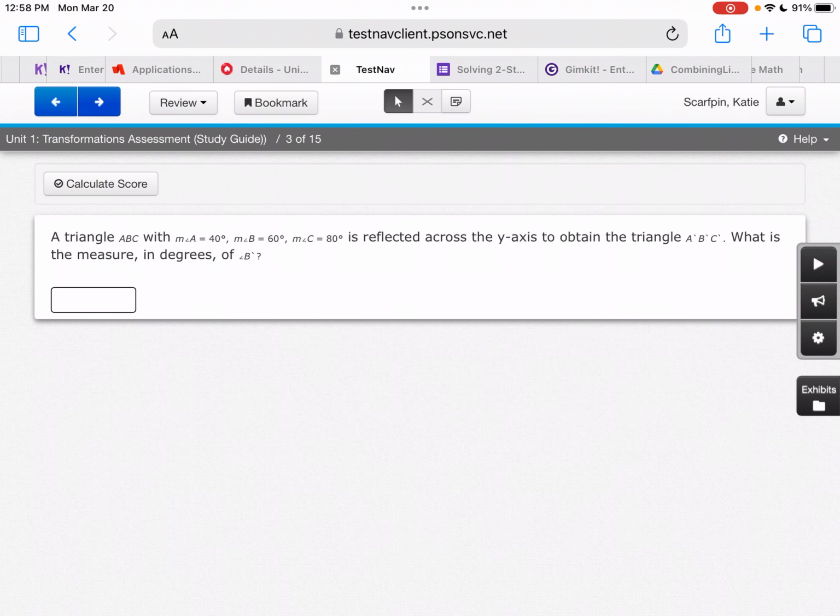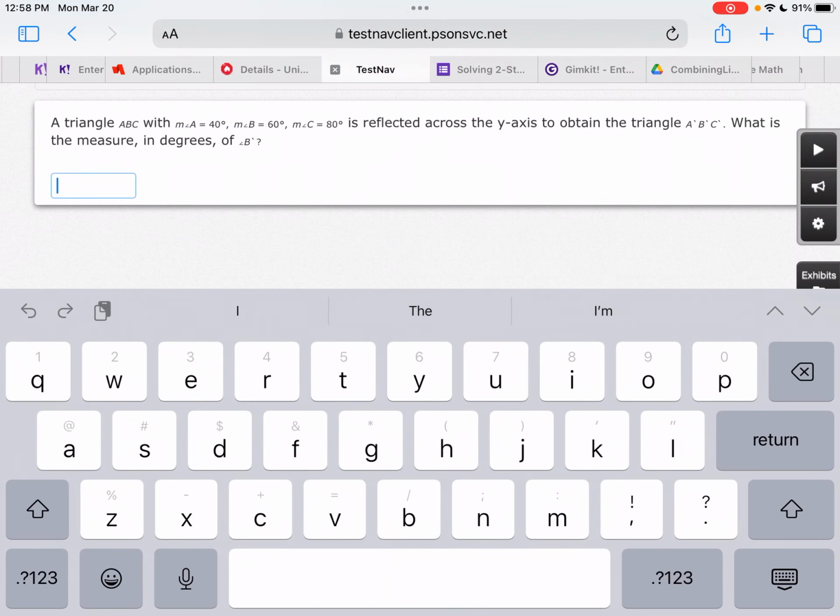All right, a triangle ABC has angle A at 40 degrees, angle B at 60, and angle C at 80. It's reflected across the y-axis to obtain A prime, B prime, and C prime. What's the measure of angle B prime? Well, the angles don't change when things are reflected. The angles stay exactly the same. So it's still going to be 60 degrees.